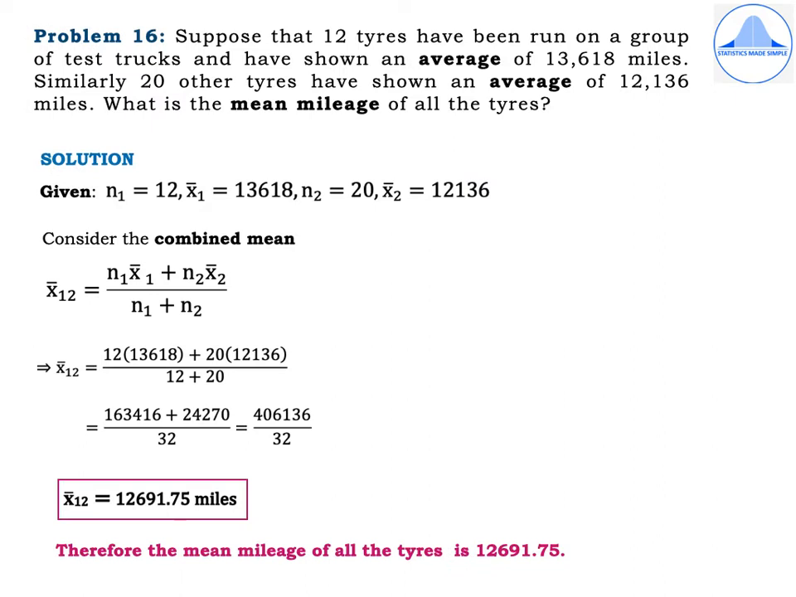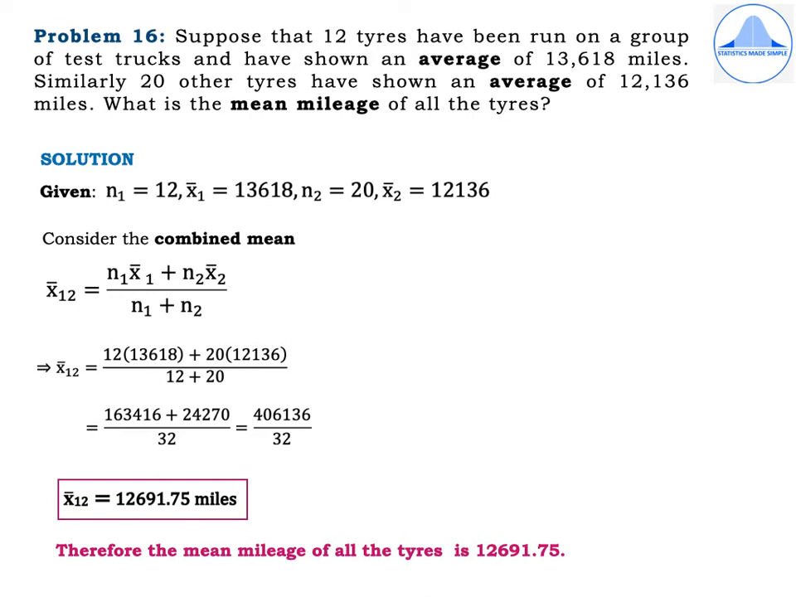Problem 16. Suppose that 12 tires have been run on a group of test trucks and have shown an average of 13,618 miles. Similarly, 20 other tires have shown an average of 12,136 miles. What is the mean mileage of all the tires?